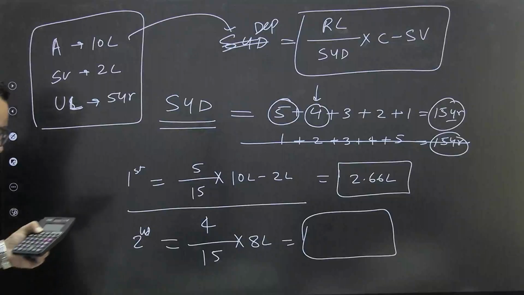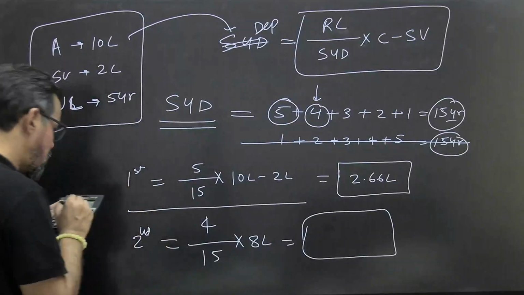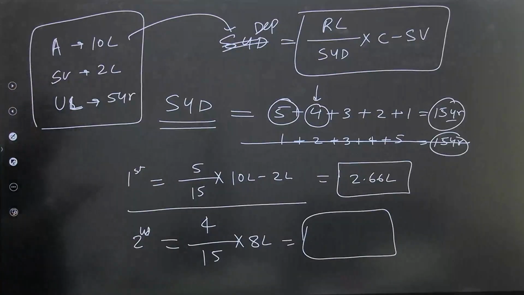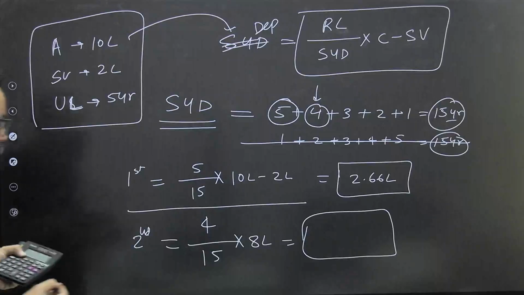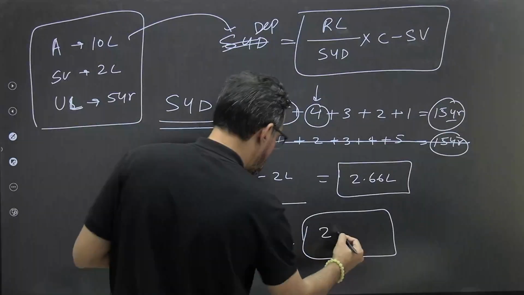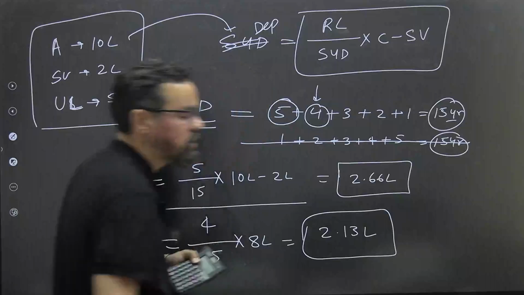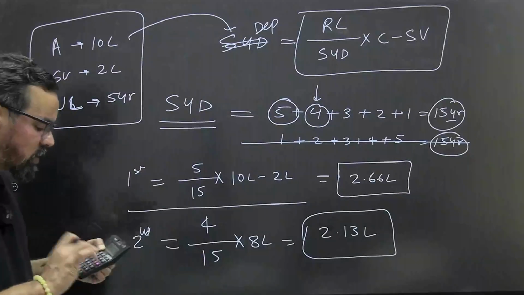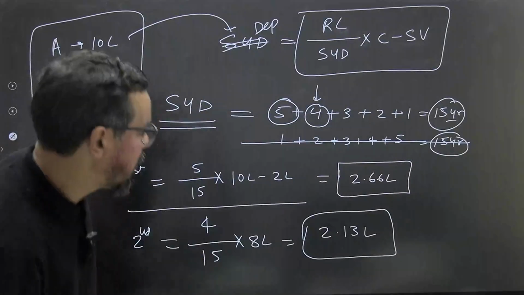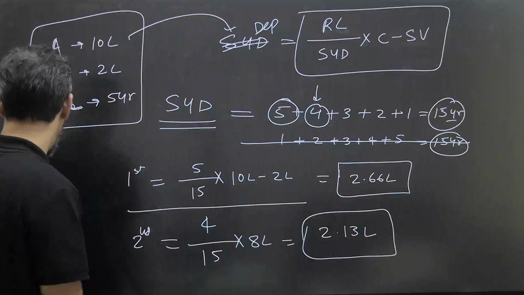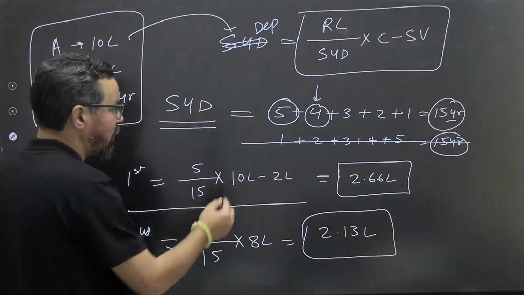So it is 2.13 lakhs. ठीक है, so 2.13 lakhs will be the depreciation for the second year. So this is the way, right? Now, the only thing is why I mentioned this, or why I have written it like this.